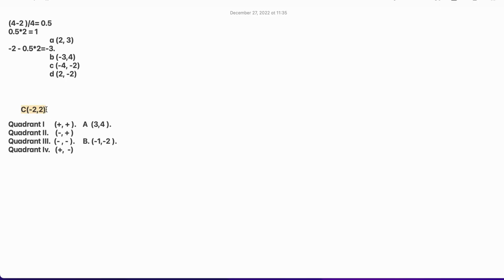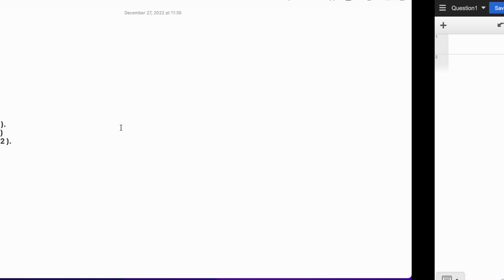And for the last one, C, -2, 2. First negative, then positive. So what? It's here, right? So such a question is done. Point A belongs to quadrant 1. Point B belongs to quadrant 3. Point C belongs to quadrant 2, and we have done.